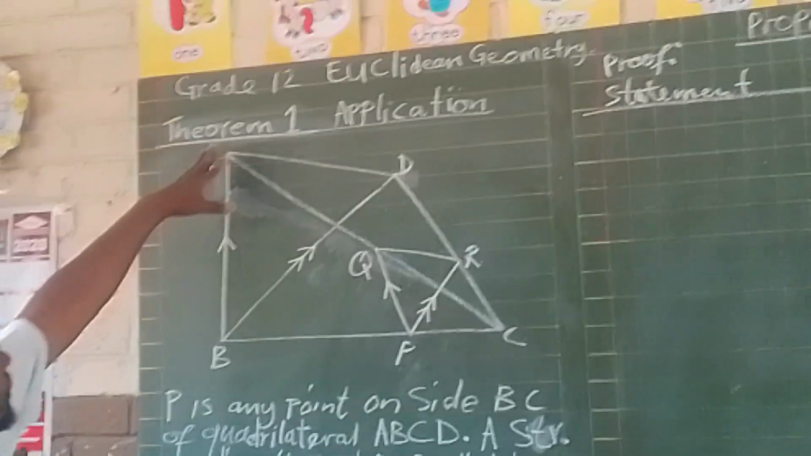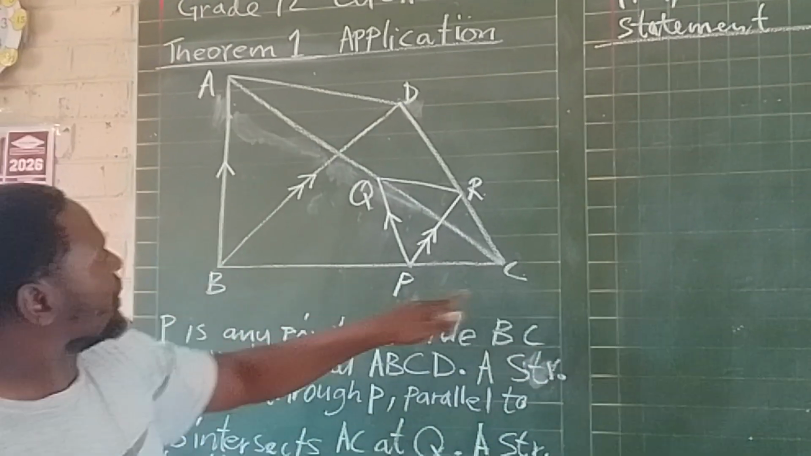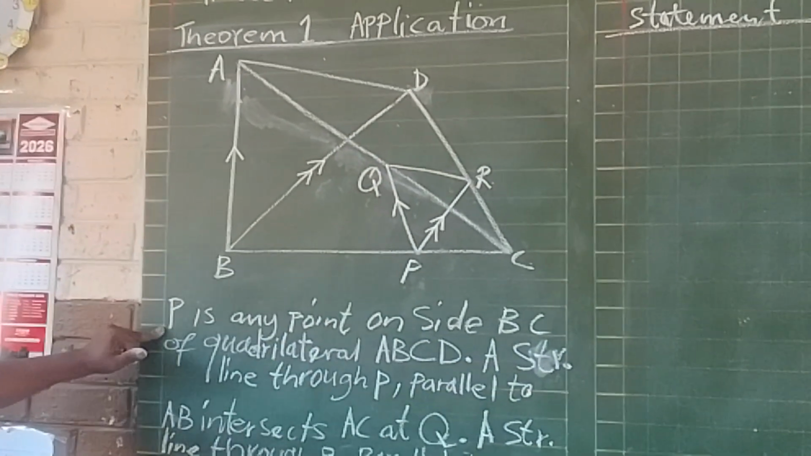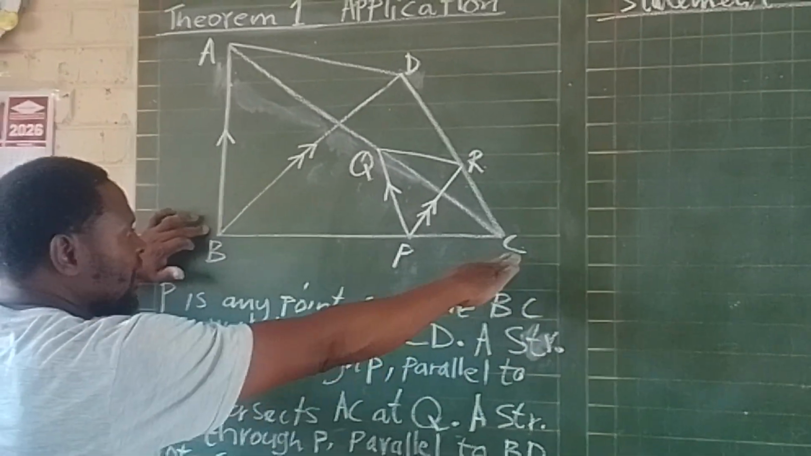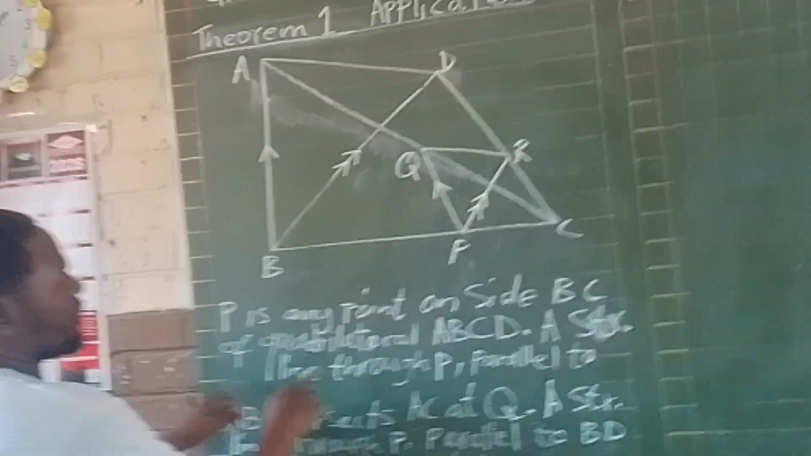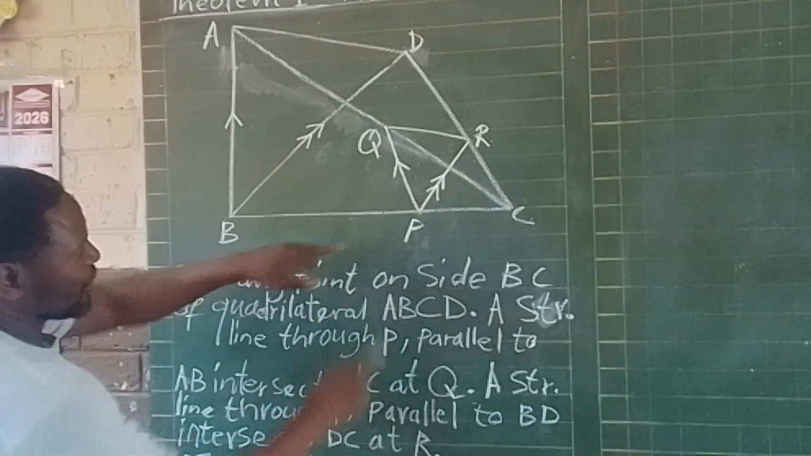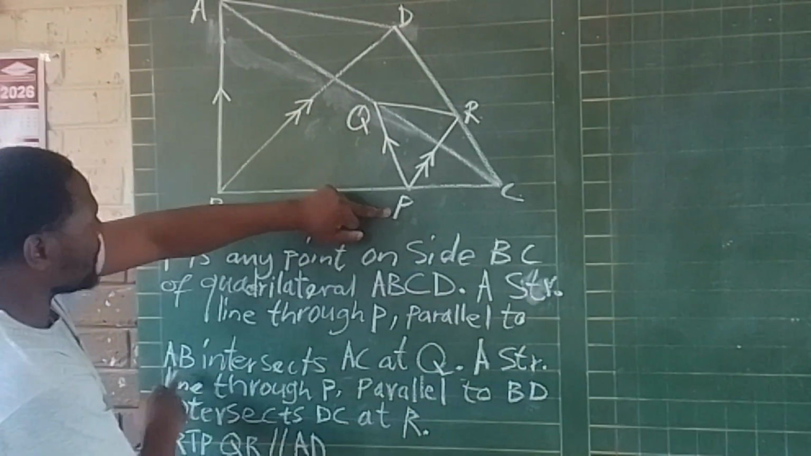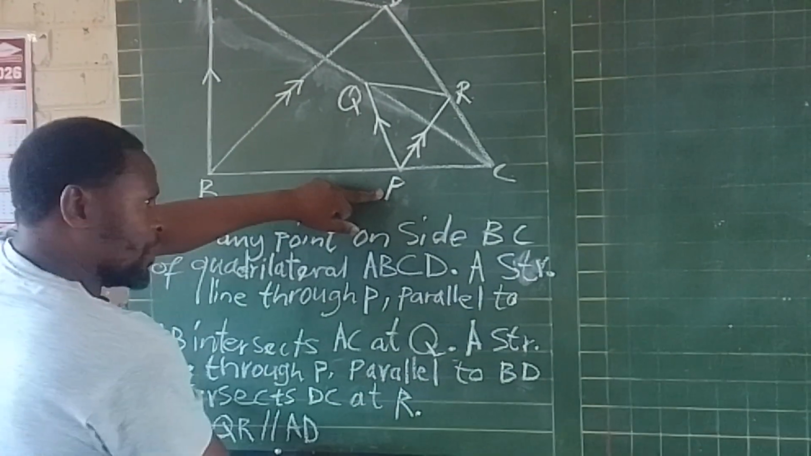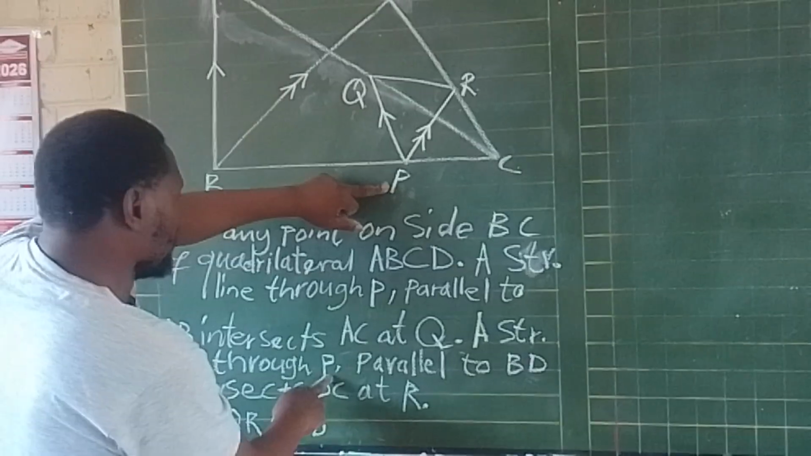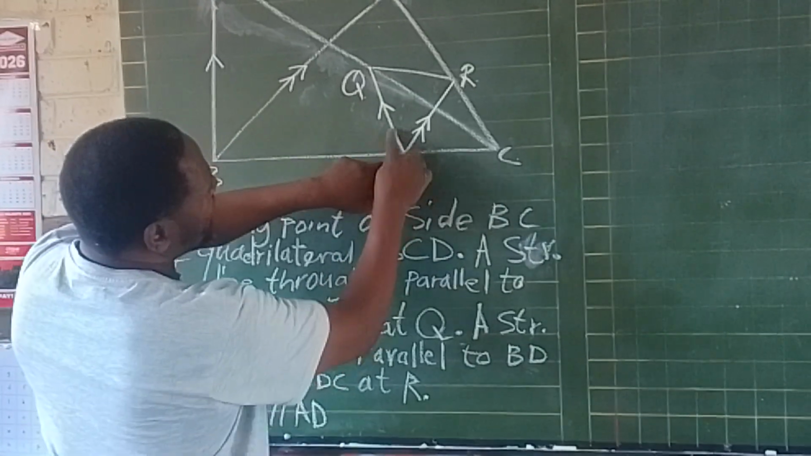This problem is just this figure, as you can see it, is the quadrilateral ABCD, in such a way that P is any point on side BC. This is your P, it's any point of side BC of quadrilateral ABCD. A straight line through P, parallel to AB, intersects at Q. This straight line intersects at Q.